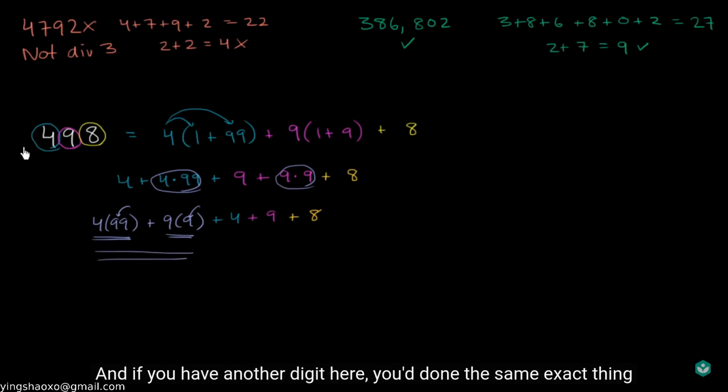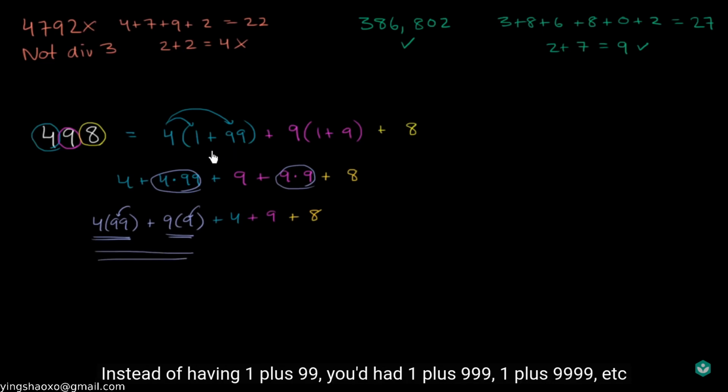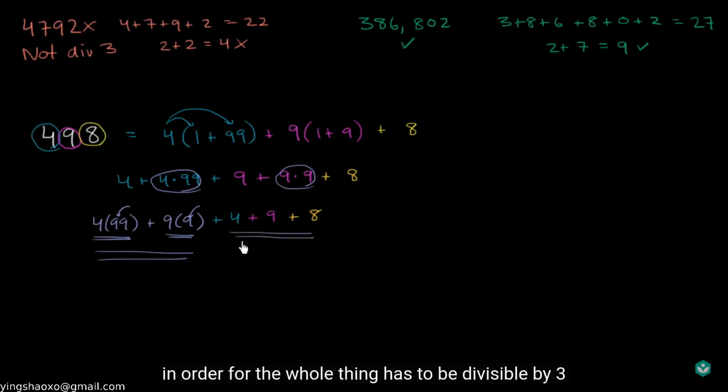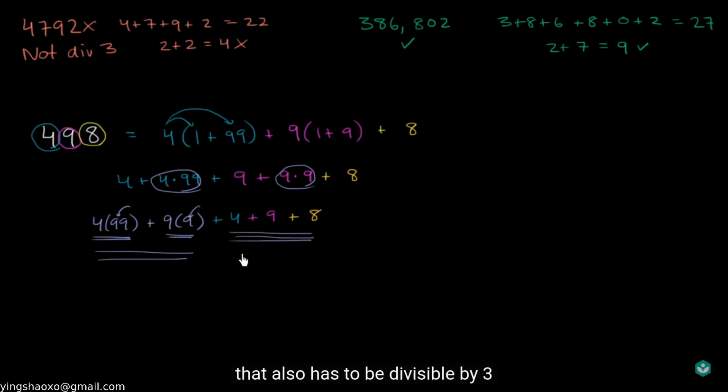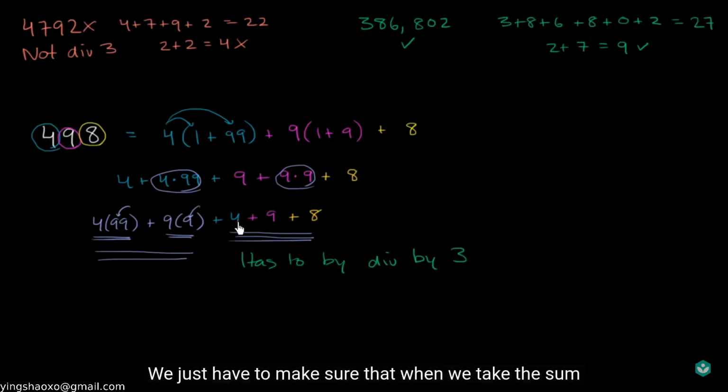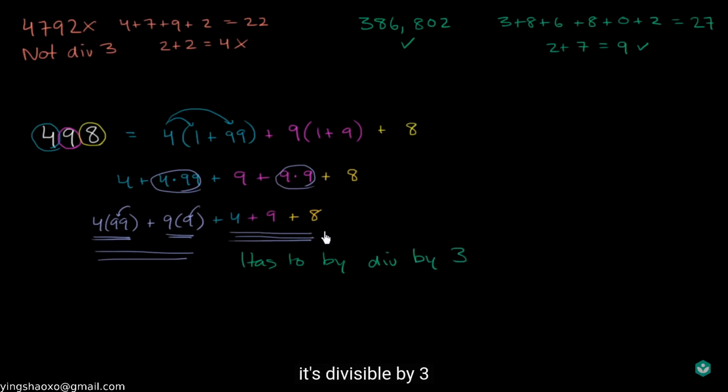And if you had other digits here, you would have done the same exact thing. Instead of having 1 plus 99, you would have 1 plus 999, 1 plus 9,999, etc. So the only thing you have to really worry about is this part right over here. In order for the whole thing to be divisible by 3, this part also has to be divisible by 3. But what is this right over here? These are just our original digits, 4, 9, and 8. We just have to make sure that when we take the sum, it's divisible by 3.